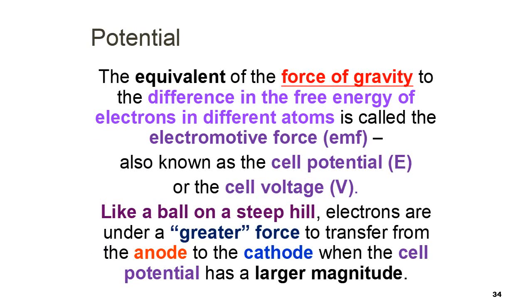Further, the equivalent of the force of gravity for the difference in the free energy of electrons in different atoms is called the electromotive force, or EMF, also known as the cell potential represented by capital E, or the cell voltage represented by capital V. Like a ball on a steep hill, electrons are under a greater force to transfer from the anode to the cathode when the cell potential has a larger magnitude.